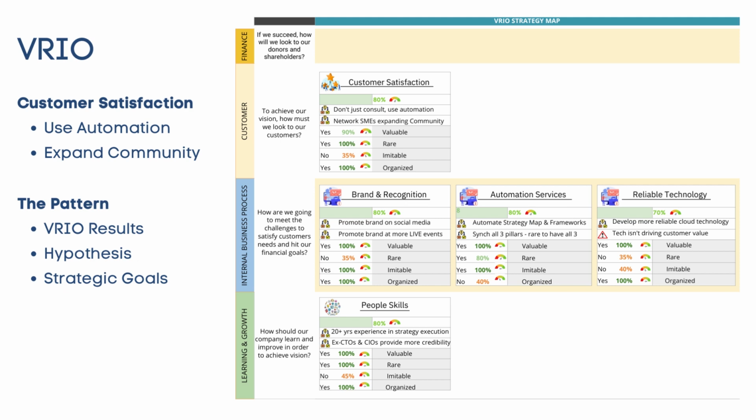Right away, you can map these hypotheses to strategic goals, including number one, don't just consult, use automation as well as network SMEs, and expanding the community and overall marketplace. When examining the other examples in this chart, you will see similar patterns where we take the information from VRIO analysis and create the hypothesis and map that to an eventual strategic goal.